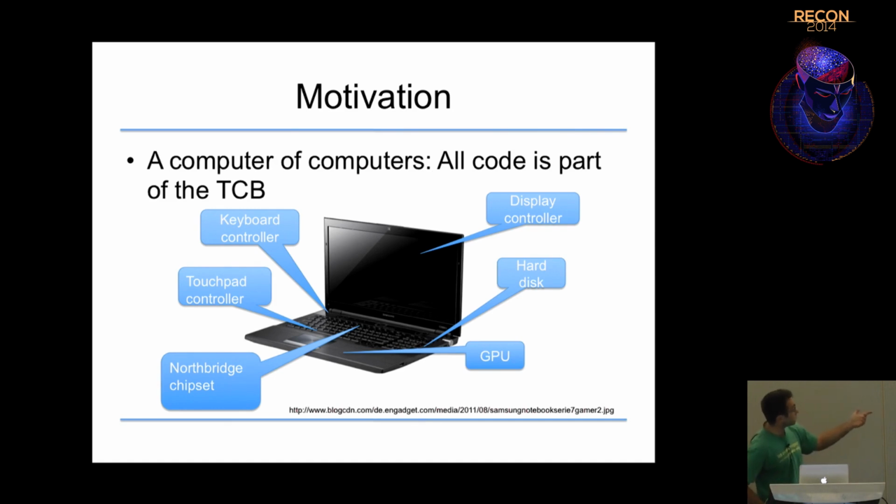Okay, so why do we want to backdoor hardware? Let's look at this computer, and you see you have loads of components. You have a keyboard that has a keyboard controller. You have a display. You have a touchpad, a hard disk, Northbridge chipset, GPU, and many, many others. And all of these components have in common that they have their own processor and they run their own software. Most of the time it's not in the architecture of the main processor, so it's not x86, but ARM or something else. And all of this code that is running on those devices is part of the trusted computing base. So if you manage to modify the code in one component and to compromise it, then the trusted computing base of the whole computer is compromised.